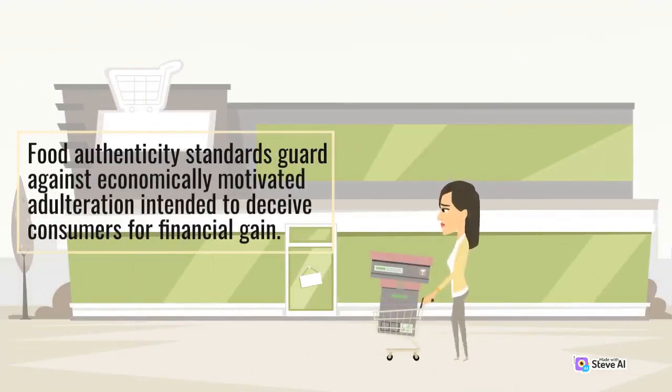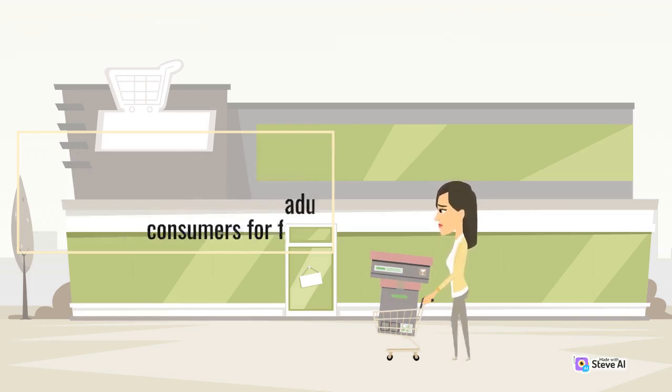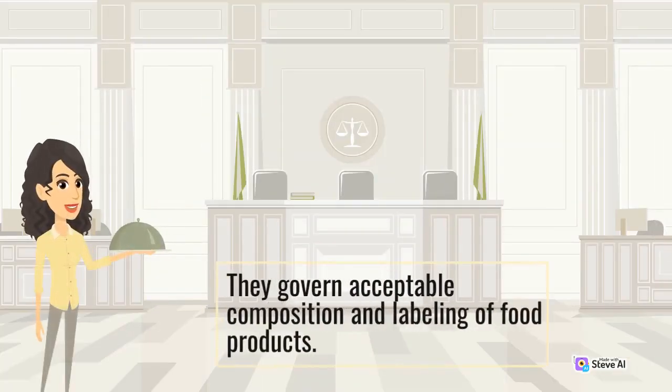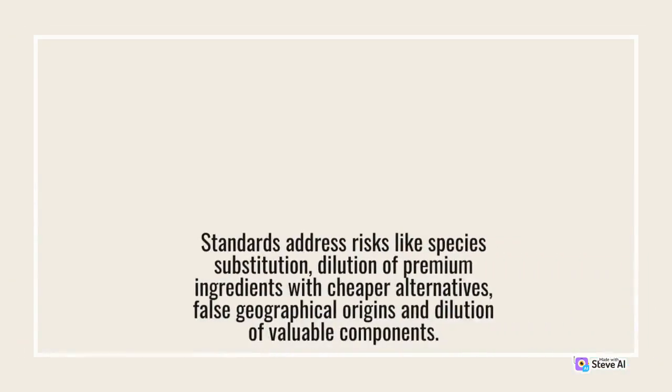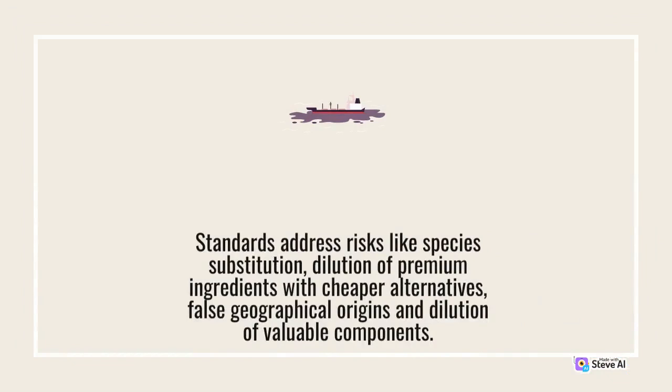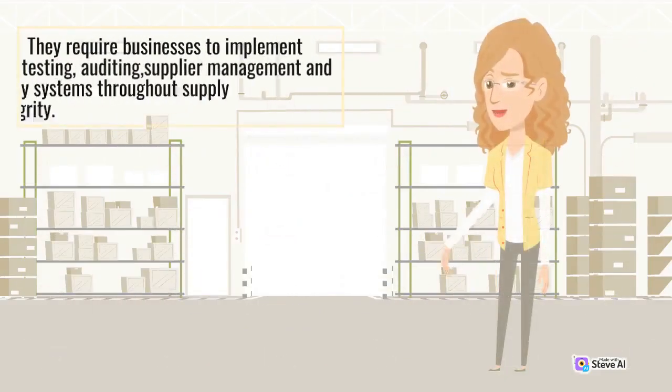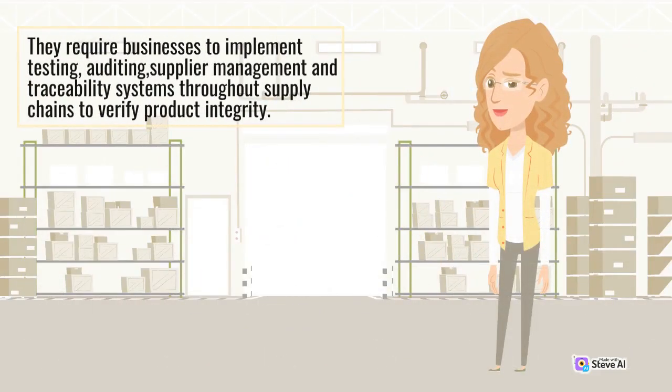Food authenticity standards guard against economically motivated adulteration intended to deceive consumers for financial gain. They govern acceptable composition and labeling of food products. Standards address risks like species substitution, dilution of premium ingredients with cheaper alternatives, false geographical origins, and dilution of valuable components. They require businesses to implement testing, auditing, supplier management, and traceability systems throughout supply chains to verify product integrity.